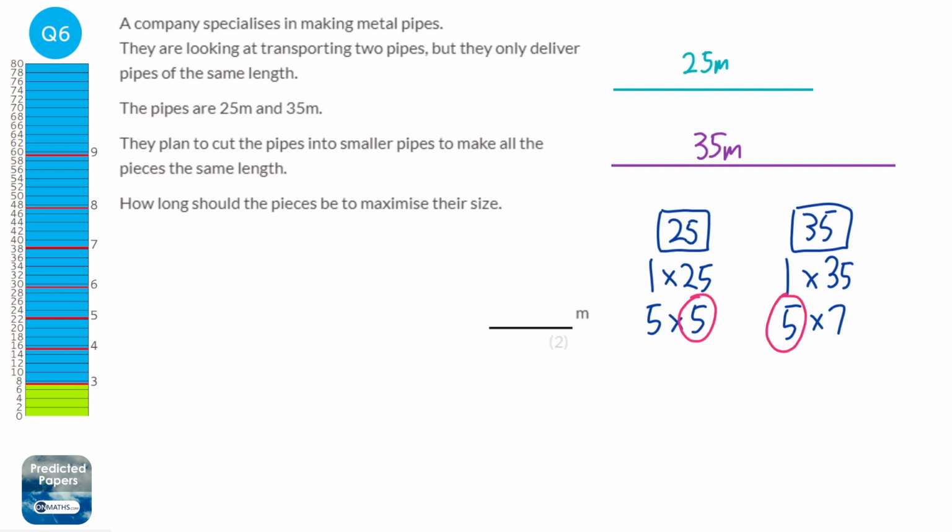So we can cut all of these pipes into 5 metre pipes. So 1, 2, 3, 4, not to scale, and then 7 of these. So 1, 2, 3, 4, 5, 6, 7, so there's 7 in total. Each of these are 5 metre long, and there's no wastage. And that's the longest we can make the pipes for there to be no wastage at all. So my answer is 5 metres.